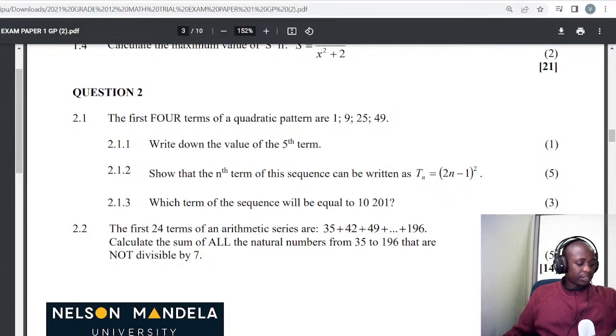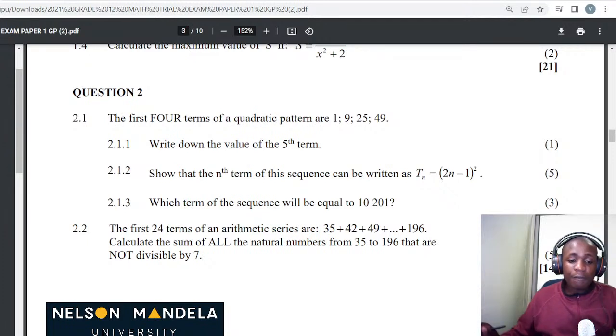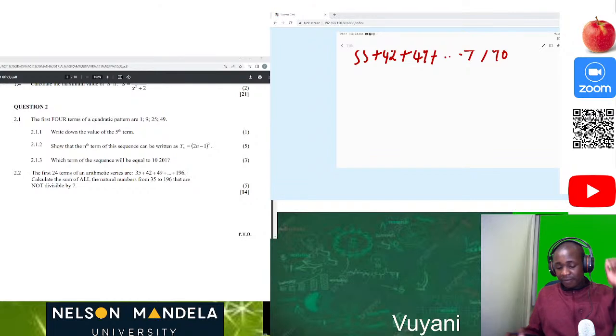Okay, let's do it then. So how do we do this? What I would advise is that we start by calculating the sum of all the natural numbers which we have in this question. So what is the sum of all the natural numbers? We were given 35 plus 42 plus 49 plus, then we have 196 as our last term.